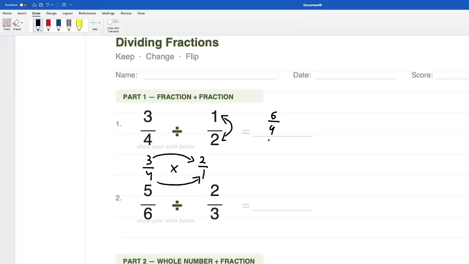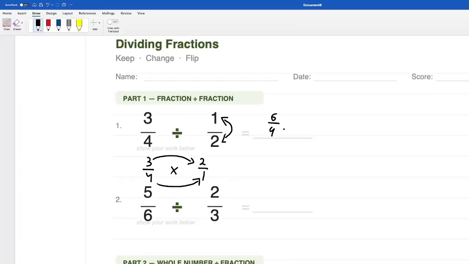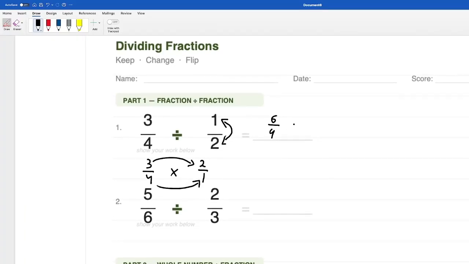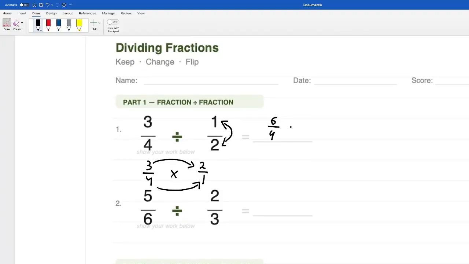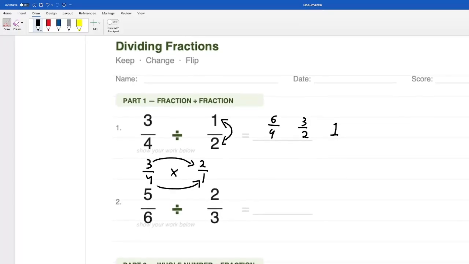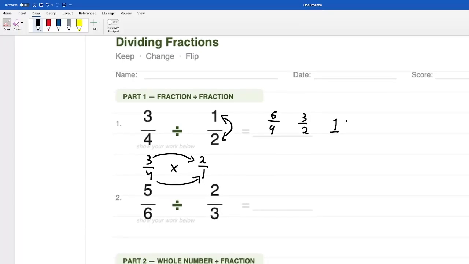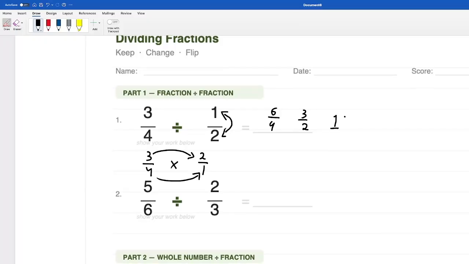Now, for you advanced students, if you know how to simplify this, pause the video and try to solve it yourself. If you said it's going to be 3 over 2, you are correct. And as a mixed number, we will write it as 1 and 1 over 2. And that's how we would do that. All right. Good stuff. Next question.